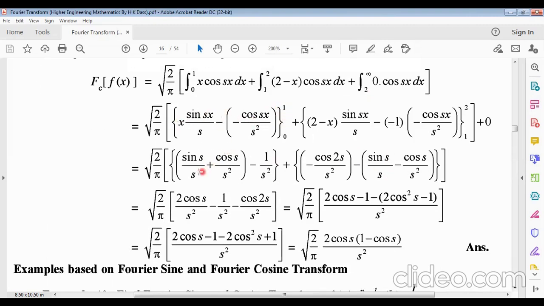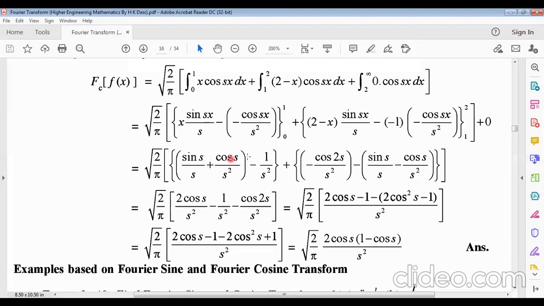Now putting the upper limit here, we get this, and putting lower limit 0, we get this whole 0, and this is 1 by s square, because cos 0 equals 1. This is why 1 by s square. Similarly, putting x equals 2 here, 2 minus 2 gives 0. So cos 2s by s square will exist for the upper limit. Minus, now putting the lower limit, 2 minus 1 will be 1, so this 1 into this, minus cos s divided by s square. We have to put the limit values in place of x.